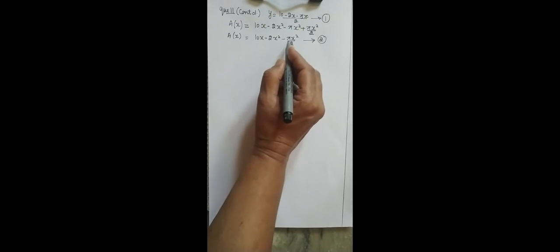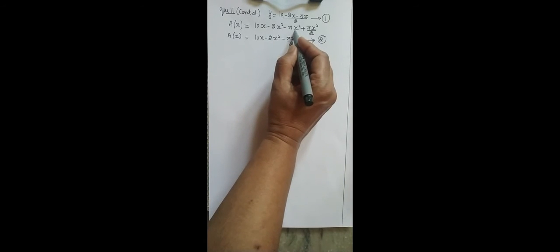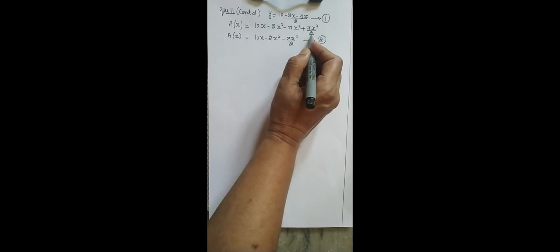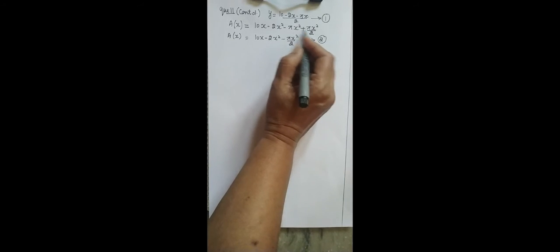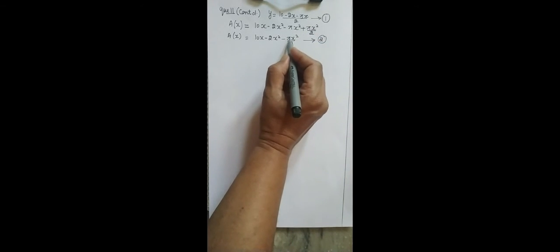So now this is my area function. So I will again simplify it. So A(x) will be equal to 10x minus 2x square, minus pi x square plus pi x square by 2. 2 will be the LCM. So minus 2 pi x square plus pi x square will give me minus pi x square by 2. I will mark this as equation number 2.